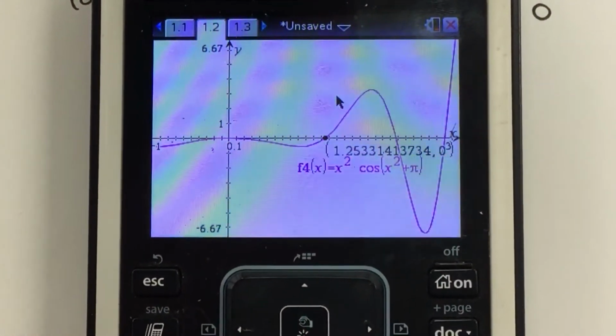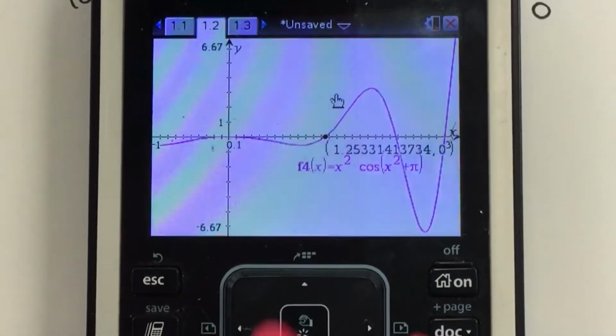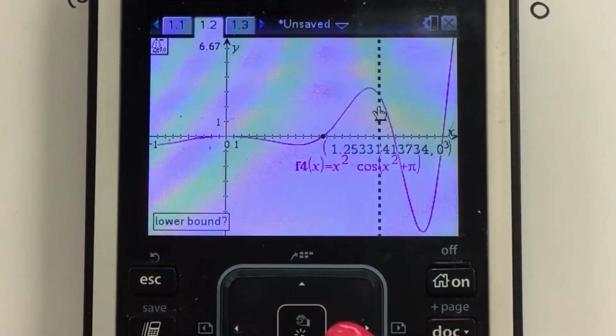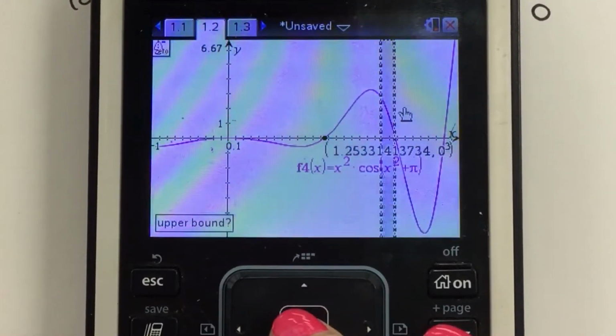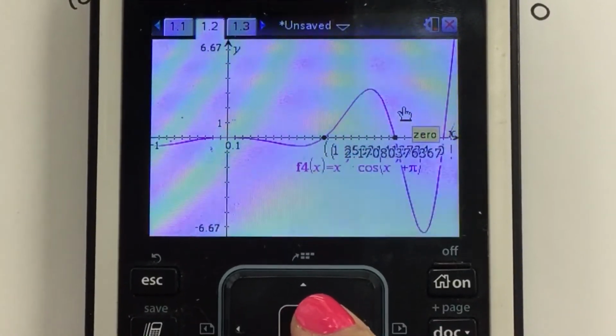And I like interval notation, so I'm going to write it like that. And then next piece, we do the exact same thing. Menu, analyze graph, 0, and we're going to catch that second x-intercept. So click somewhere to the left, and then somewhere to the right.